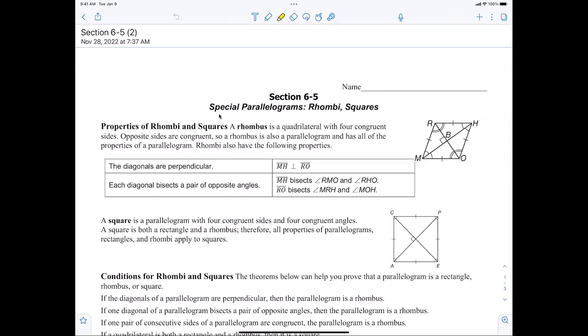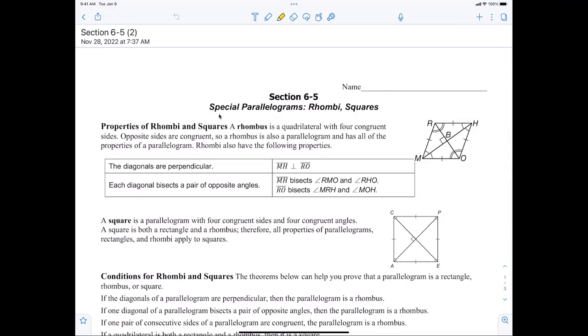All right, and what's true about a rhombus and a square? Simply, the rhombus, all sides are equal. So is a square a rhombus? Yes, a square is a rhombus. Is a square a parallelogram? So all the properties of parallelograms apply to the rhombus and to the square.